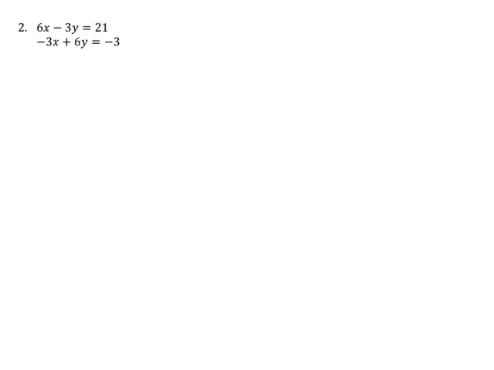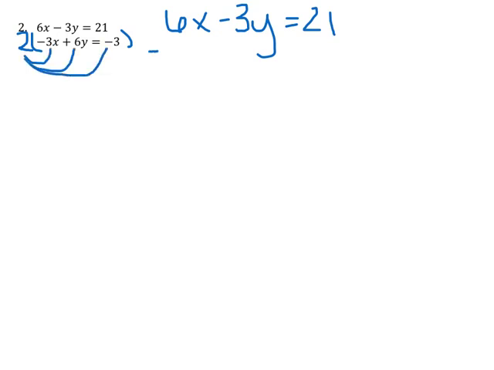Again, we can solve with whichever method we want. I see here I don't have it solved for one variable, but I have two variables that could easily cancel out. If I could turn my negative 3x into a negative 6x, I could add my x's together and they would cancel out. So I'll multiply the bottom equation by 2. My new problem, the first one, is still there. 6x minus 3y equals 21. And when I multiply the bottom equation by 2, I will get negative 6x plus 12y equals negative 6.